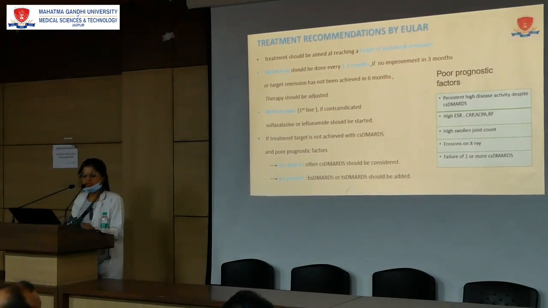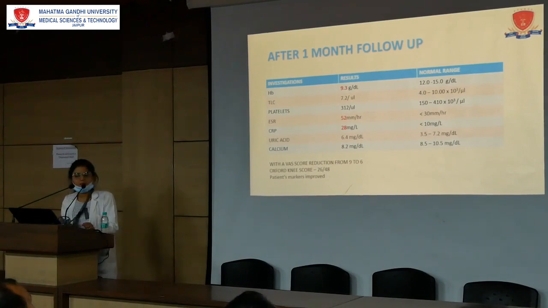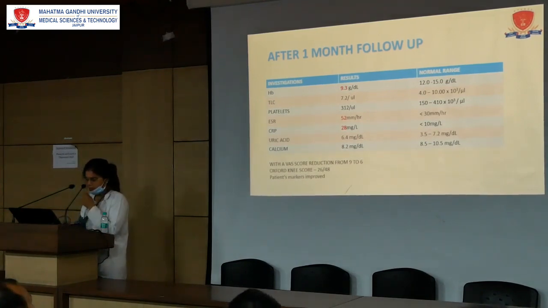If the treatment target is not achieved with conventional DMARDs, we look at poor prognostic factors: persistent disease activity despite conventional DMARDs, failure with 2 or more conventional DMARDs, high swollen joint count, erosions on X-ray, and high ESR, CRP, anti-citrullinated protein antibody, and rheumatoid factor. If they are absent, other conventional DMARDs are considered, and if they are present, biologicals or targeted synthetic DMARDs are added.